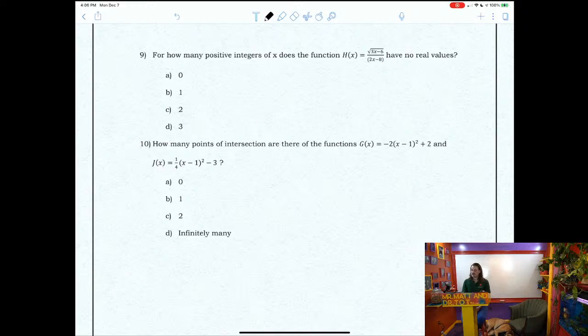And number 10, how many points of intersection are there of the functions g of x is equal to -2 times the quantity x minus 1, quantity squared, plus 2, and j of x is equal to 1/4 times the quantity x minus 1, quantity squared, minus 3. I'll give you 6 minutes, and after 2 minutes, I'll start to solve.